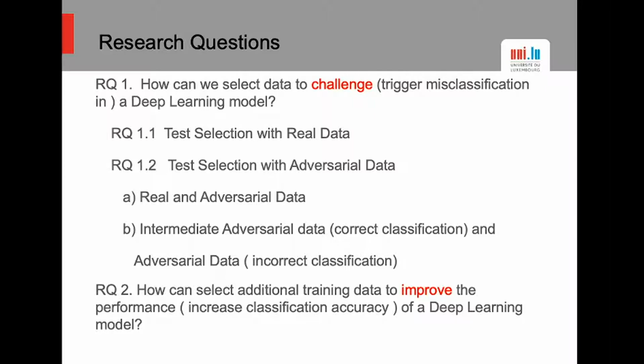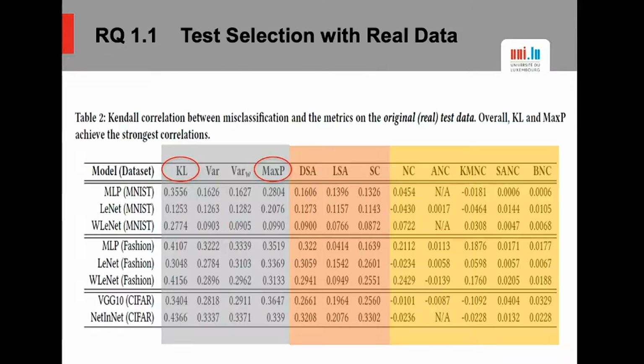The second research question is how to select the additional training data to improve the model performance. The table shows the result of the test selection with the real data. We compute the correlation between misclassification and the selection metric score on the original test data.